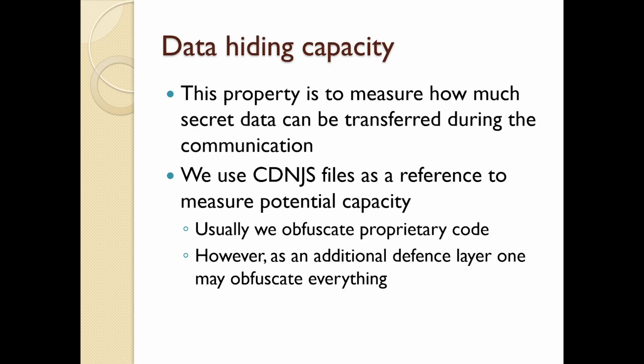Data hiding capacity measures how much secret data can be transferred during the communication, and we use our CDN.js files as a reference point. Reference point in a sense that usually we use obfuscation for our proprietary code to be secured. Obviously, we can increase the overall security of our system by obfuscating everything, but most likely, we are interested in our proprietary code being obfuscated and by that secured.